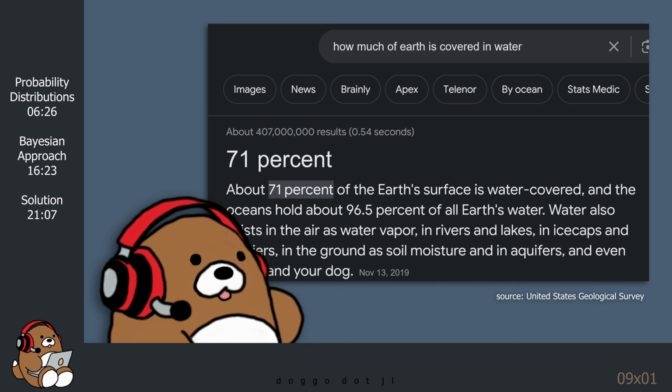A simple way would be to do an internet search and find an answer that way. According to this source, approximately 71% of the Earth's surface is covered with water. Although we were able to find an answer very quickly, the issue with this approach is that it only works on questions that already have known answers.